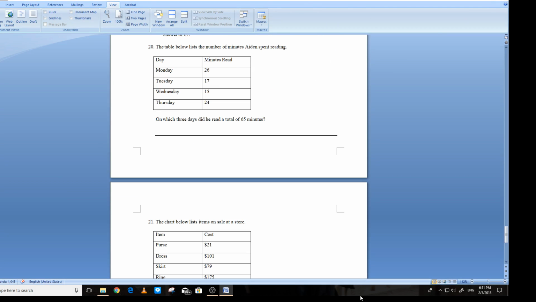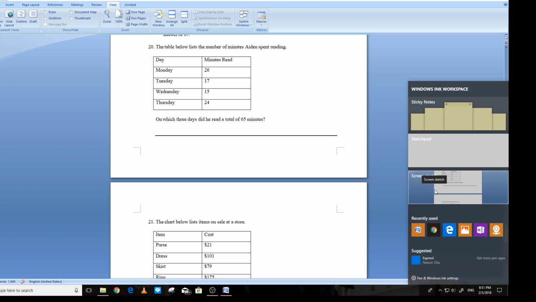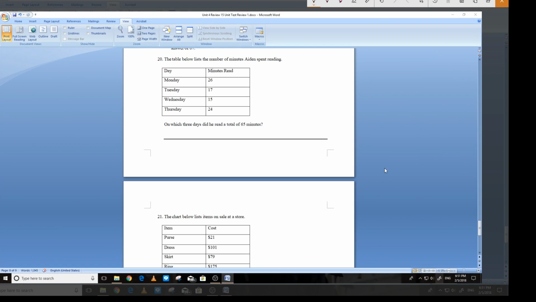Let's take a look at number 20. These questions, we learned them a long time ago, towards the beginning of the unit. So be very careful when you're doing them. Don't be too confident. Number 20 says the table below lists the number of minutes Aiden spent reading. On which 3 days did he read a total of 65 minutes?